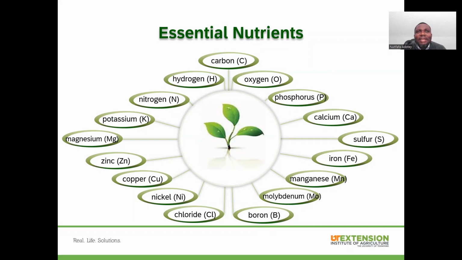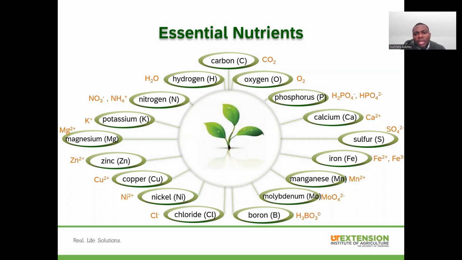Plants mainly take up these nutrients in ion forms or in gaseous forms. The information in the orange font shows the forms in which the plant will take up these nutrients. So for instance, carbon will enter into the plant as carbon dioxide, hydrogen as water. In the case of nitrogen, the plant will take nitrogen either in the form of ammonium or nitrate. These are the two main forms.